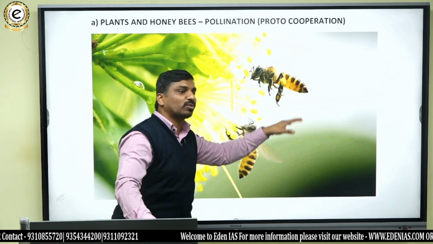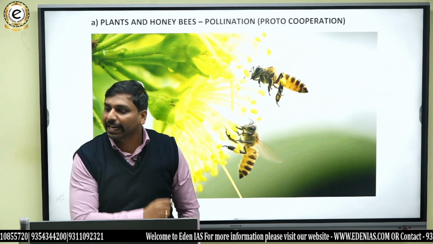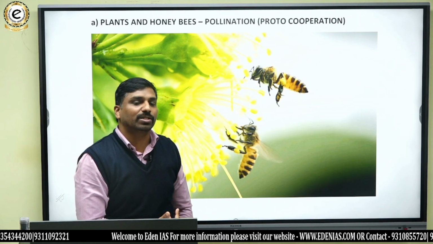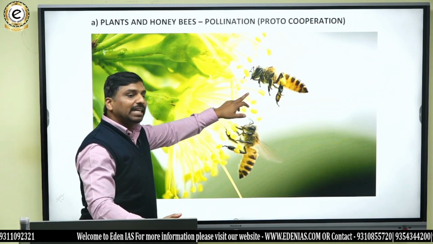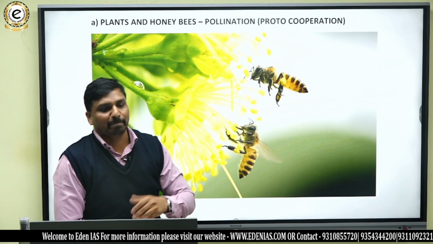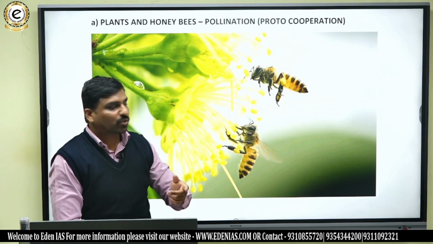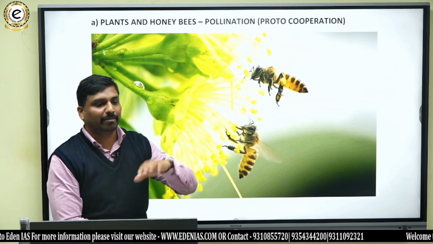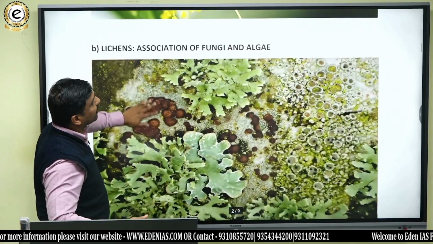may stick to the legs of this honeybee, and whenever it goes and sits on another flower, there is a possibility of pollination. So in this way, it is beneficial for both, and there is no harm to anyone. Both are getting benefited. So here the relation is positive. One example is honeybees and plants, or simply pollinators and plants. Such a kind of interaction is also known as protocooperation.